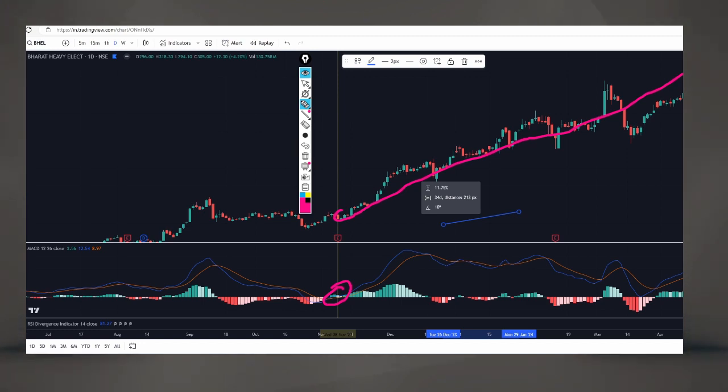From 130, the stock is now at 300. It's not even 1 year, right? So it's a very powerful, as I said, momentum indicator. So the advantage here is you're getting your momentum. Now, when you buy here, what will your stop loss be?